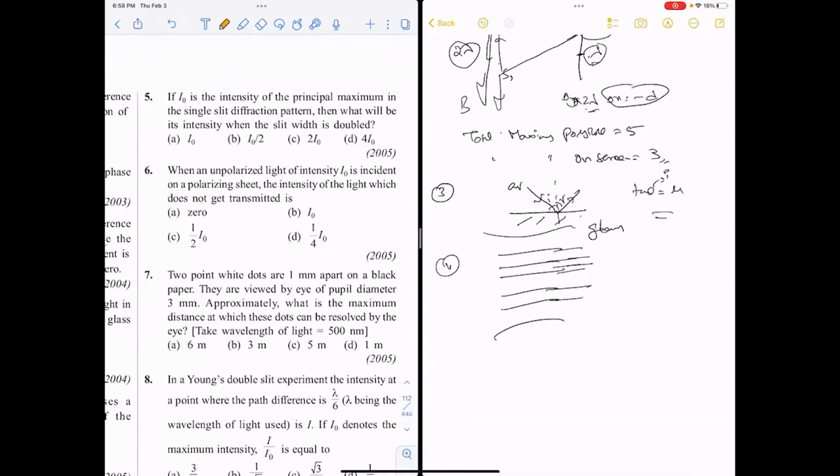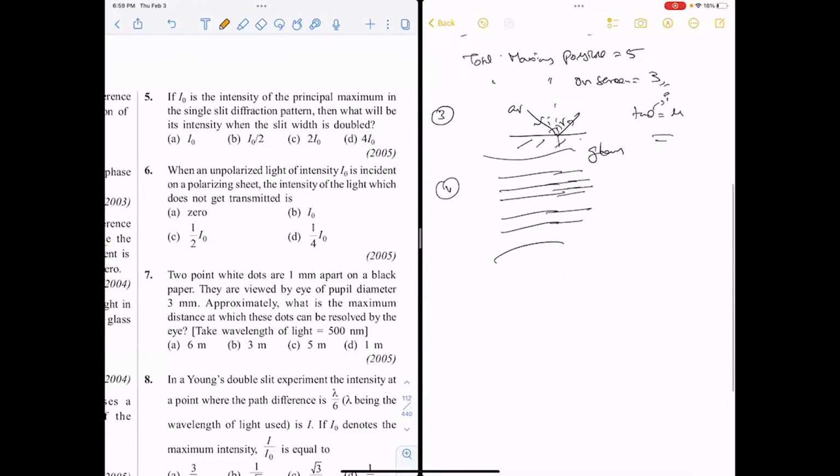If I naught is the intensity of the principal maximum in the single slit diffraction pattern, then what will be its intensity when the slit width is doubled? The size of the slit is doubled. 2I naught or 4I naught.